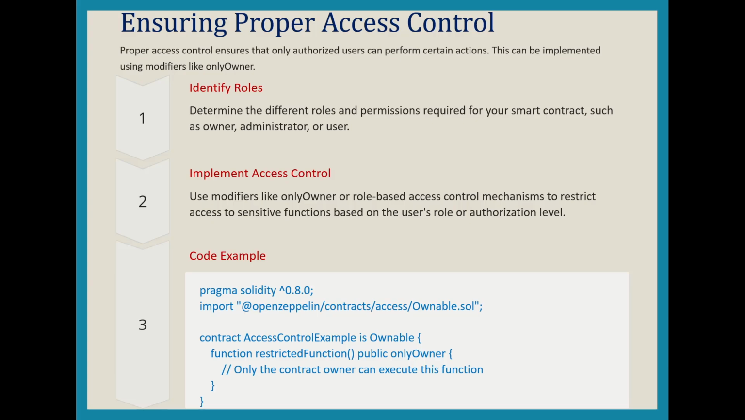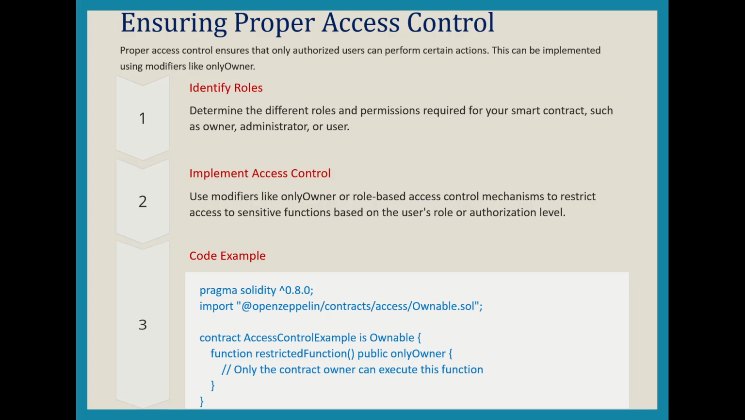Next is the stage of inheritance. You might have already explored inheritance in other programming languages, right? Inheriting one thing from another. So the contract we have defined, AccessControlExample, inherits from the Ownable contract. This means that the AccessControlExample contract inherits all the functions and state variables defined in the Ownable contract, including the onlyOwner modifier.